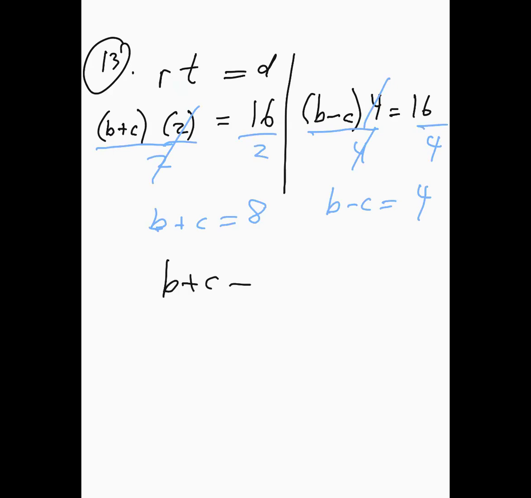Now notice that this time I actually put them above each other, because what I'm going to do next is add them together. So if I add those together, what's boat plus boat? 2 boats. And then what's current plus negative current? Nothing, right? What's 8 plus 4? 12. And then divide by 2.